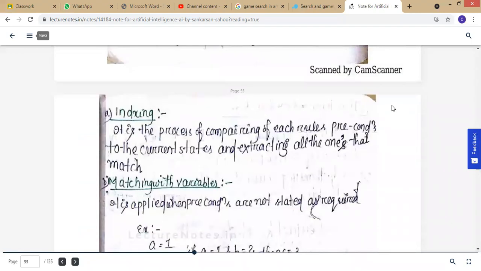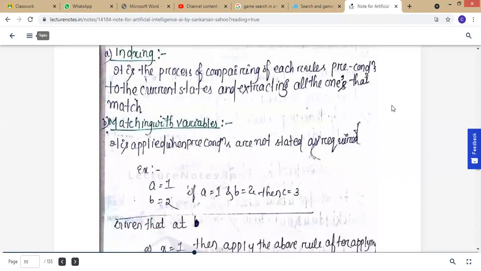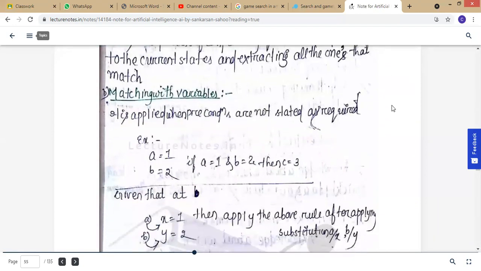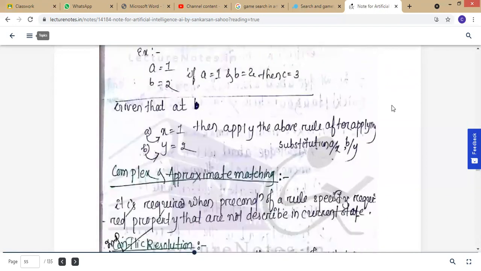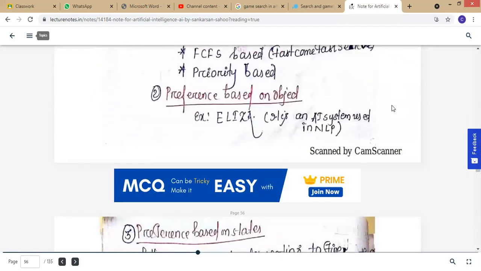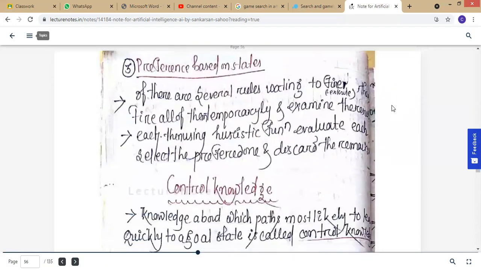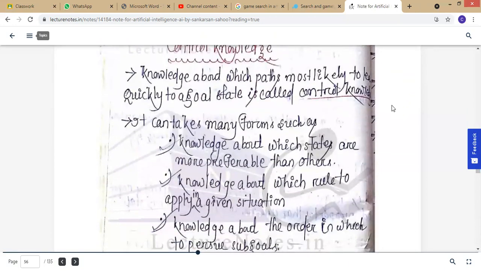Indexing is a process of comparing each rule's precondition to the current state and extracting all the matching elements. Matching variables features. This is matching variables. Control knowledge features are here. Knowledge about which paths are most likely to lead quickly to a goal is called control knowledge.